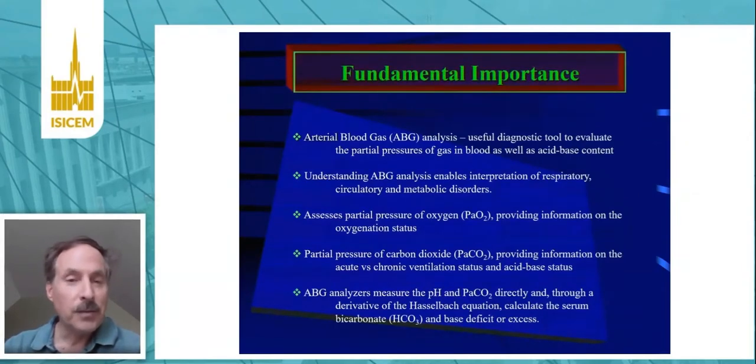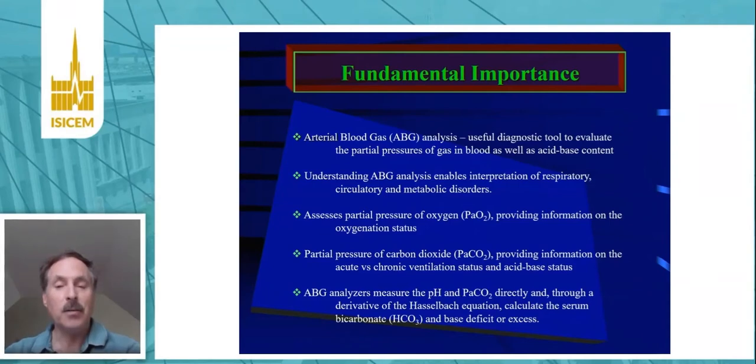Fundamental importance to blood gases are several, and I will briefly go through them, since all of you are probably familiar with obtaining blood gases for some of your patients. The blood gas analysis is useful to evaluate partial pressure of gas in blood as well as the acid-base content. It enables us to interpret respiratory, circulatory, and metabolic disorders. It can give us information on the partial pressure of oxygen in our bloodstream, and thus provide further information on how we have diffusion issues within the lungs themselves.